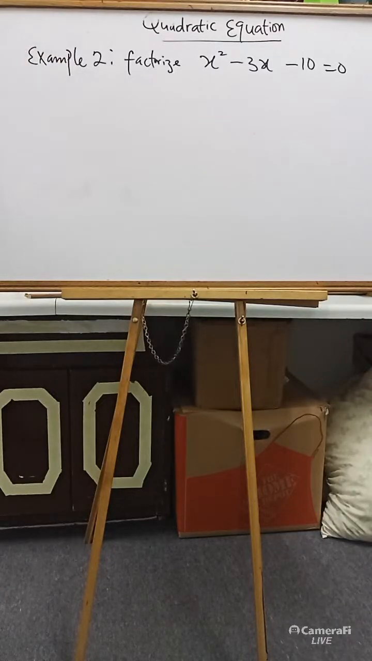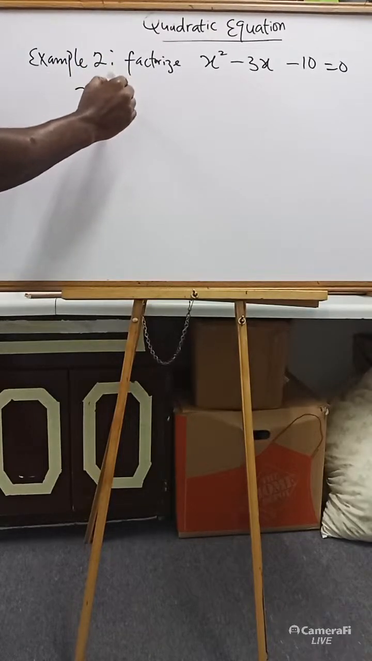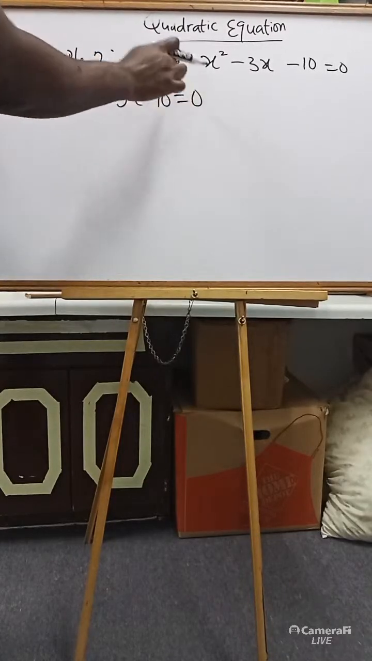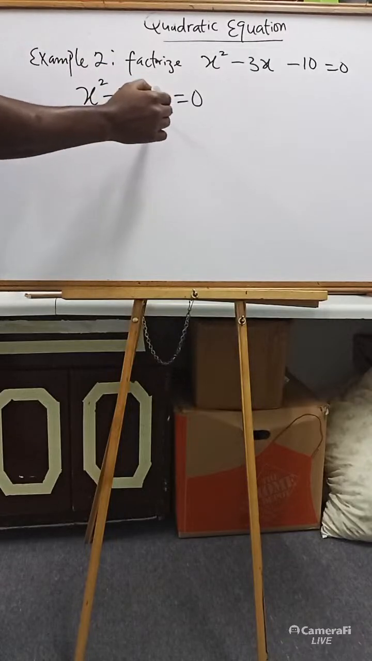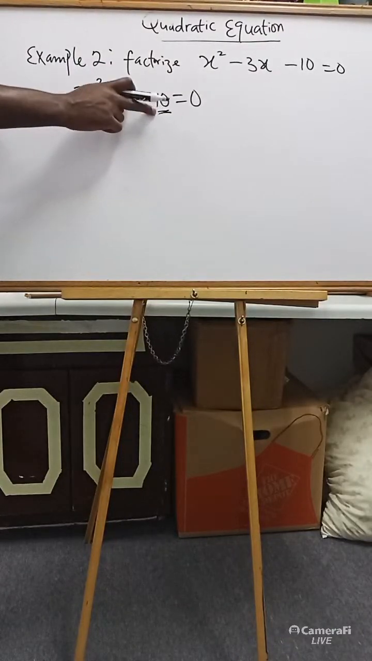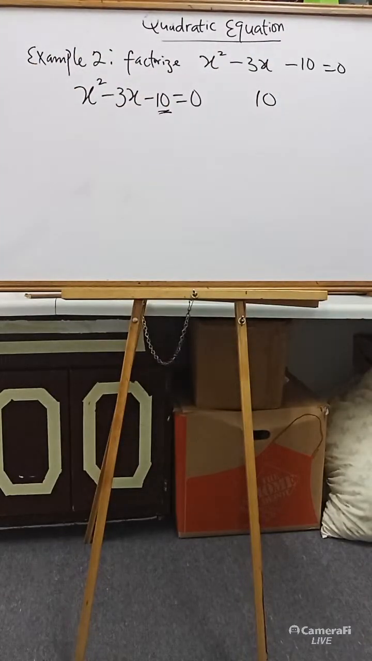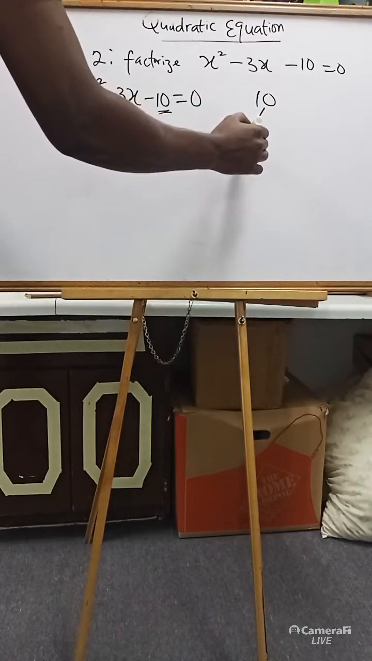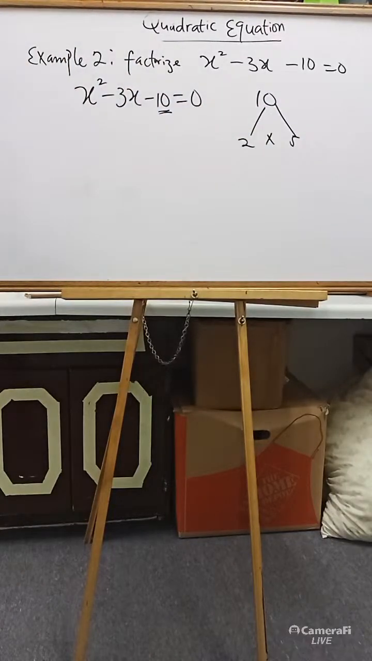Now, how do we go about this? So using the same method, rewriting this question, we have x squared minus 3x minus 10 equals 0. So with this, don't forget, we look for the factors of the intercept, which is 10. So what are the factors of 10? What are the two numbers that we can multiply together to give us 10? We have what? 2 and what? 5. Right? 2 and 5 gives 10.